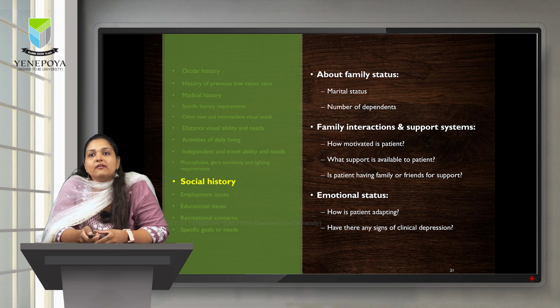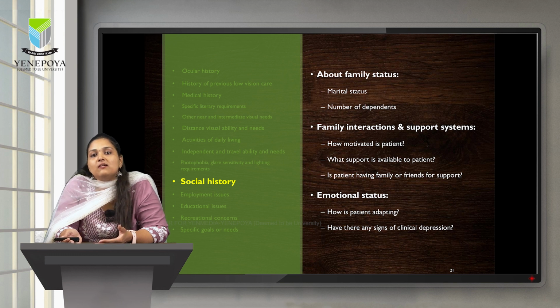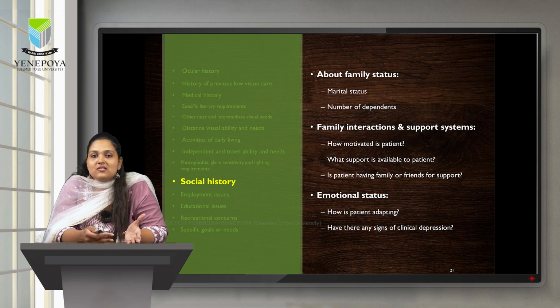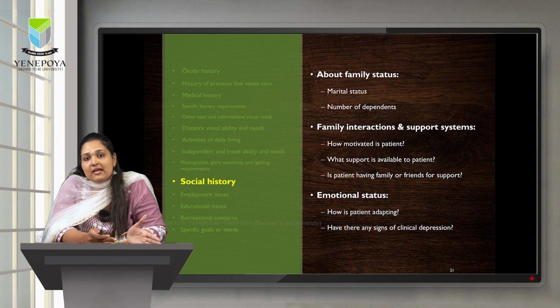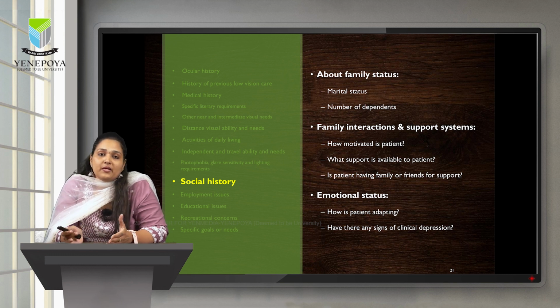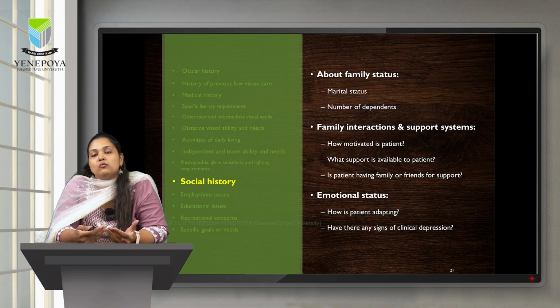Then, is the patient having family or friends for support? Because they are not interacting with others, slowly the number of friends and relatives will reduce for them and they will just sit in one place. Social isolation will happen. So what is the current stage? Is the patient already in that social isolation, or is the patient ready to go ahead with the disease condition and interact with his family members and society?